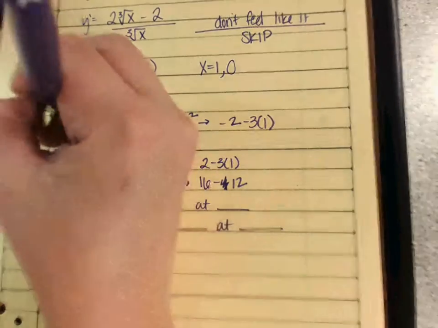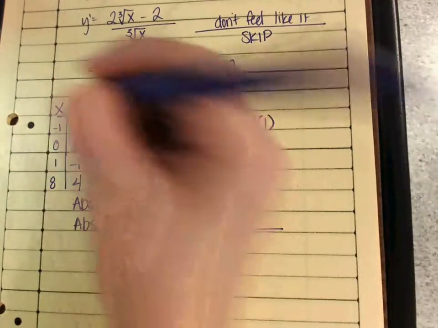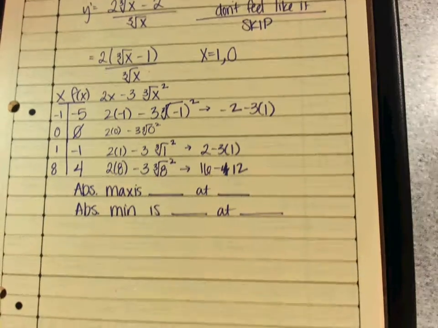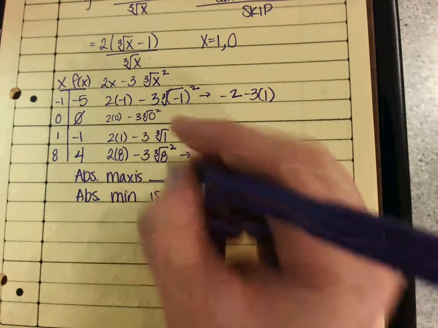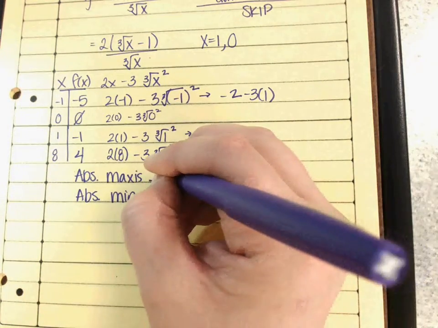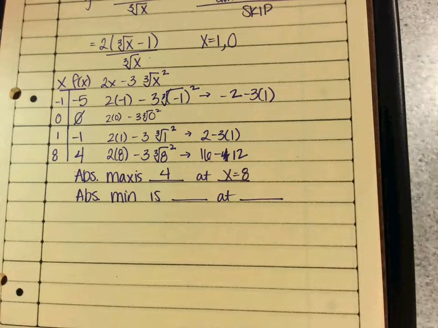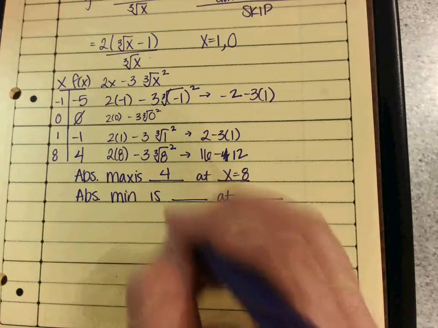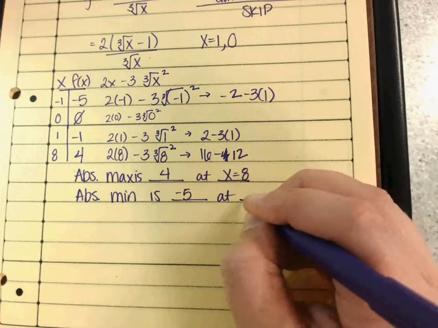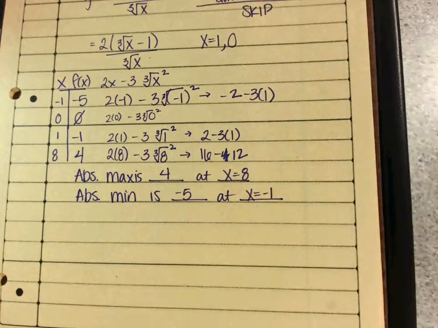Label your chart. This is x. This is f of x. So where's my absolute max? It is 4. It occurs at 8. What's my absolute min? It occurs at negative 1. Make sense?